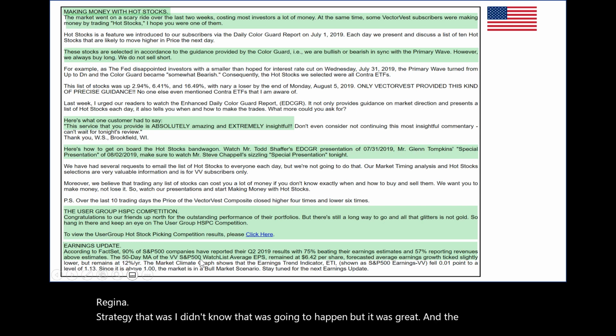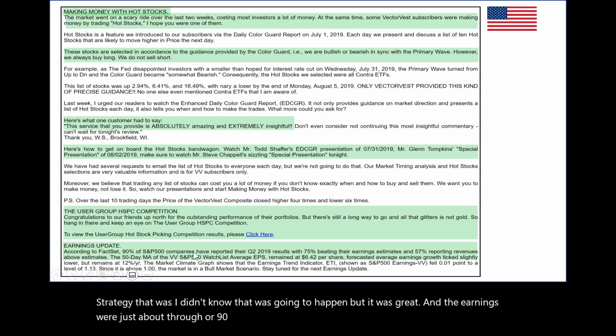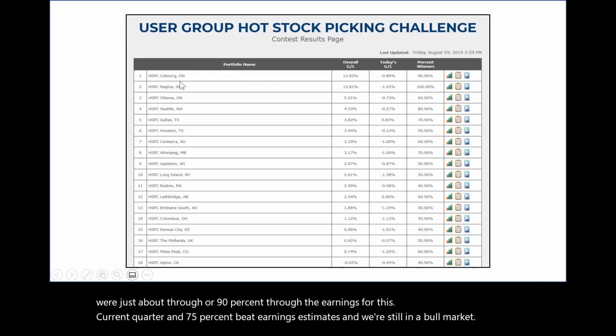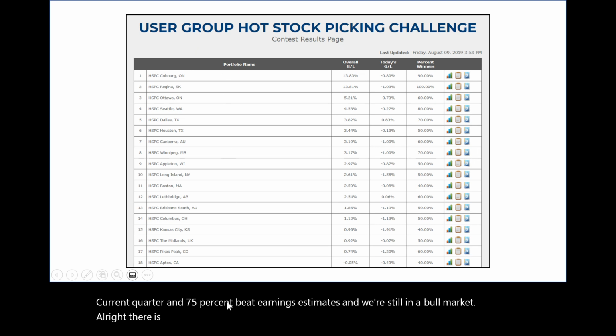And the earnings were just about through. We're 90% through the earnings for this current quarter, and 75% beat their earnings estimates, and we're still in a bull market.